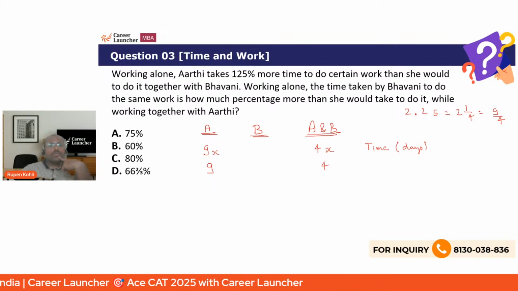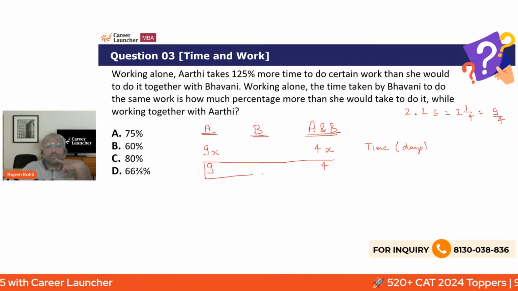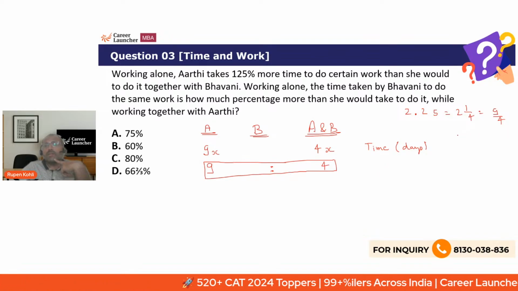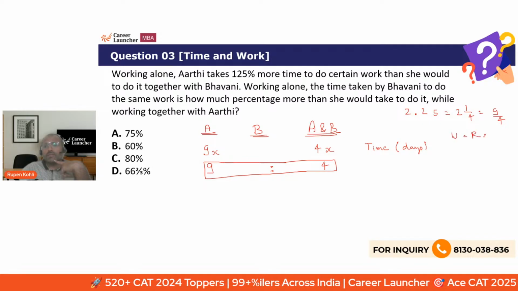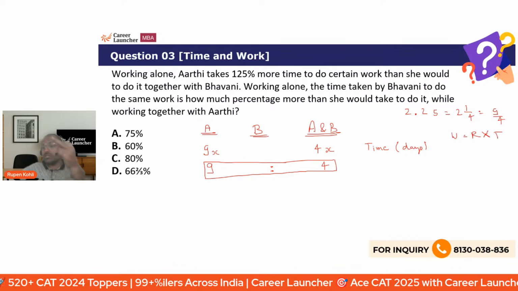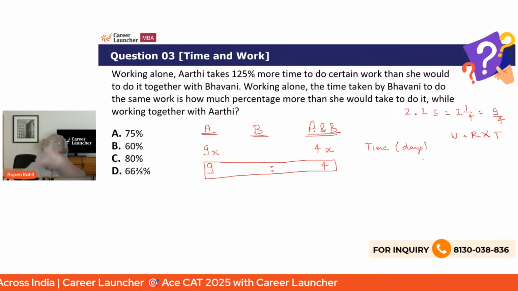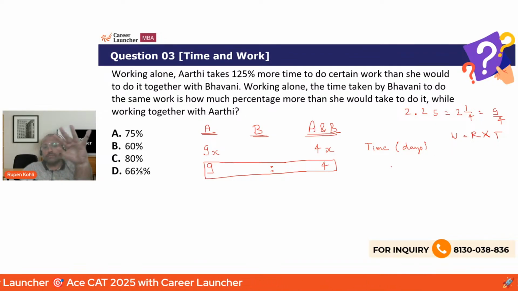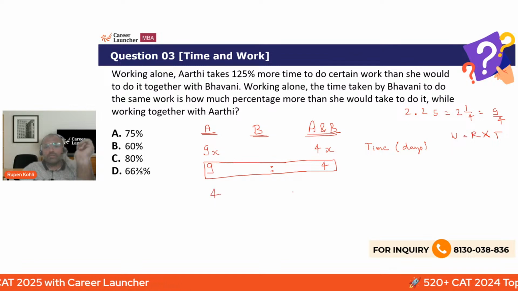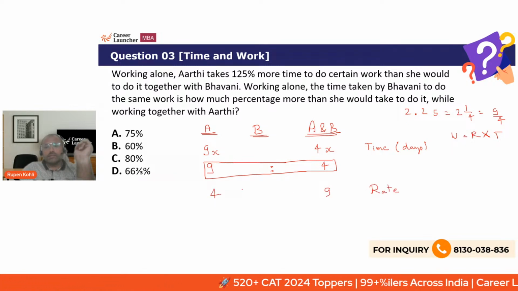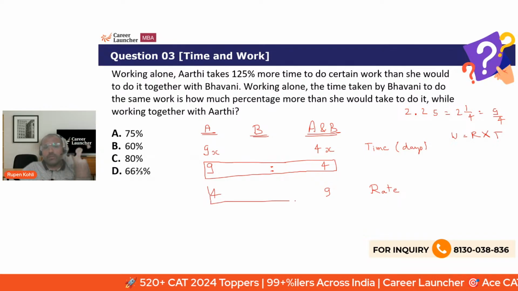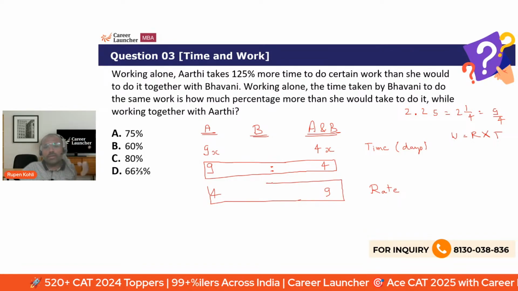So if 9 is to 4 is the ratio of the time taken for Aarti with respect to them working together, so work being fixed, work is rate into time. So applying the variation approach, the rate is inverse to this, right? The rate relationship is in the inverse ratio, 4 is to 9 is the ratio of the work rate for Aarti alone with respect to Aarti and Bhavani working together.